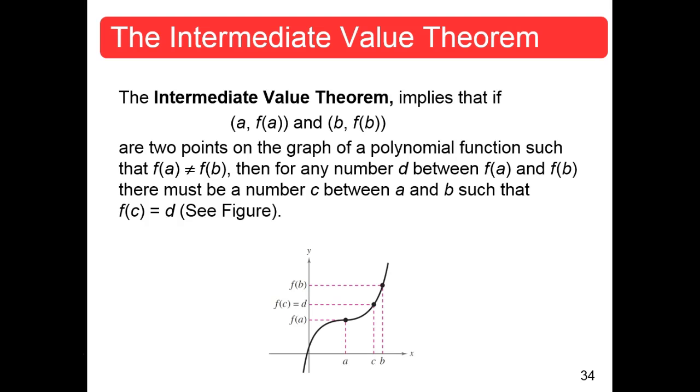F of a cannot be the same as f of b. Okay? The intermediate value theorem doesn't tell you anything if those two are equal. But if they're not equal, and most of the time they won't be equal, only rarely will they be exactly the same, then for any number d that's in between f of a and f of b, for any number d, there must be at least one number c between a and b where that happens. And that would be f of c would be equal to d.